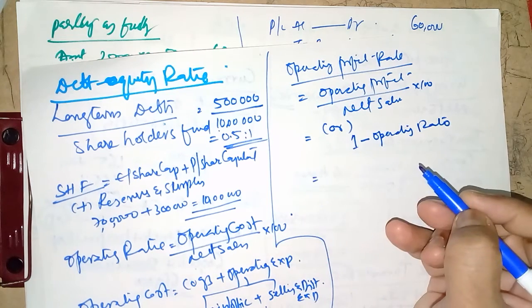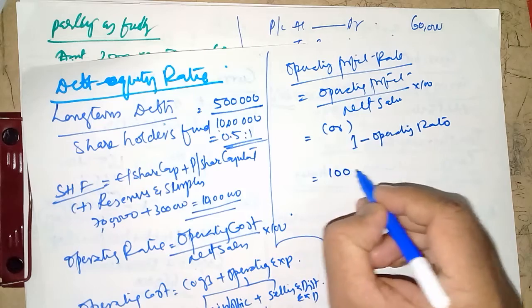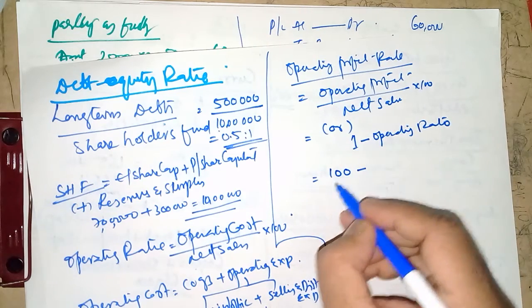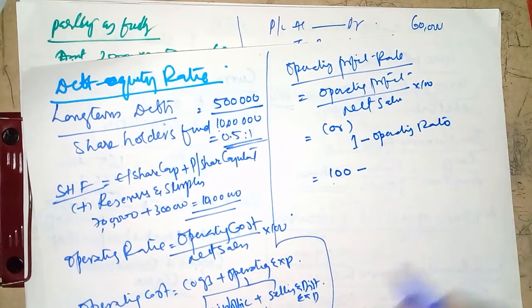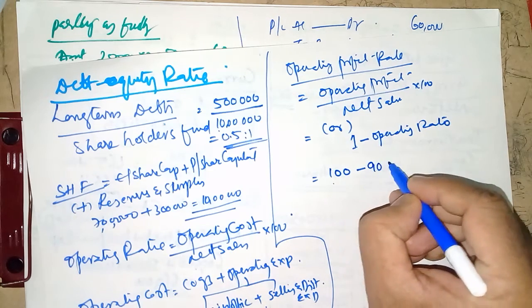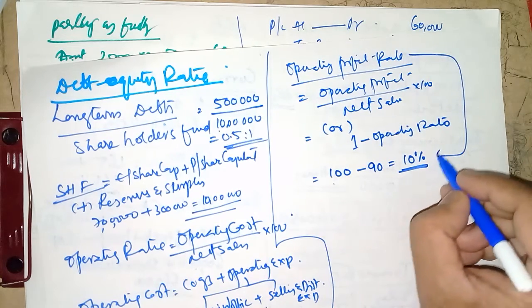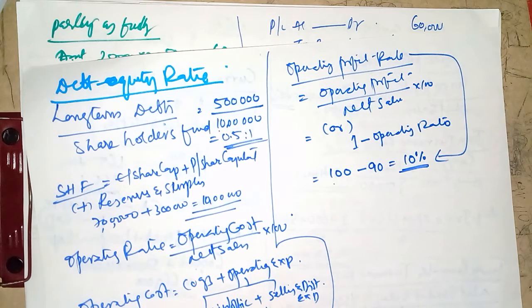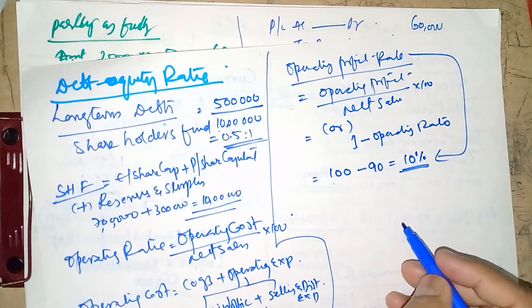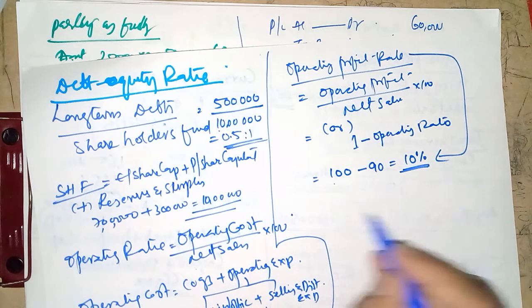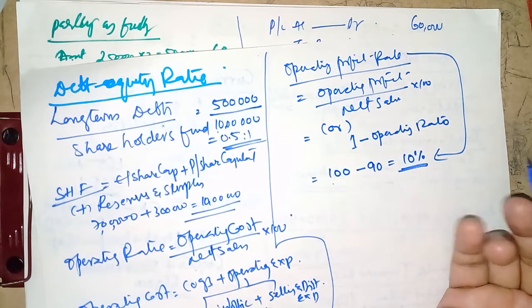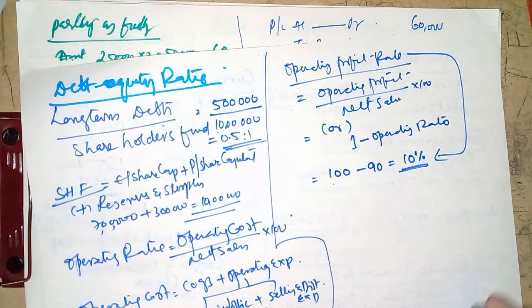So in this question, 100 minus operating ratio. If it is a percentage, we'll take 100. If it is a ratio, we'll take 1. So 100 minus 90 is equal to 10 percent, which will be our operating profit ratio. Clear? Our operating ratio is also equal to 100 minus operating profit ratio. Like that we can calculate, right? So I hope I made you understand this concept. One more question we will take up, right?